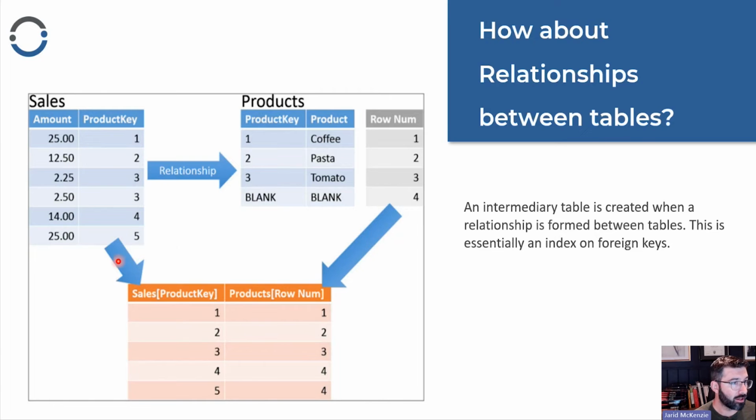And then I have product keys 4 and 5 in my sales table, but no related product in my product table. These are referential integrity violations. And all Power BI does to handle this is map it to a blank row. Again, this blank row is not something you're going to see in the data when you go to look at a data set, but it's something that gets generated behind the scenes in order to preserve referential integrity.